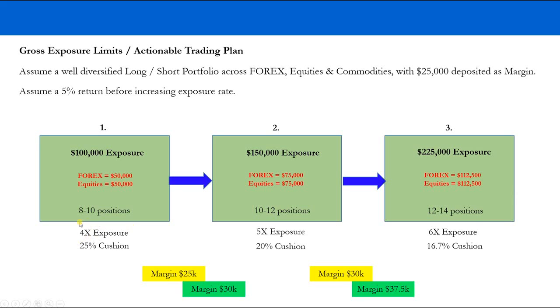We start off small, we ease our way in as we prove to ourselves that we have the ability to make money. We increase our exposure rates, and instead of having linear returns in our portfolio, we end up seeing close to exponential returns or better than exponential returns. This is what we want to be doing.